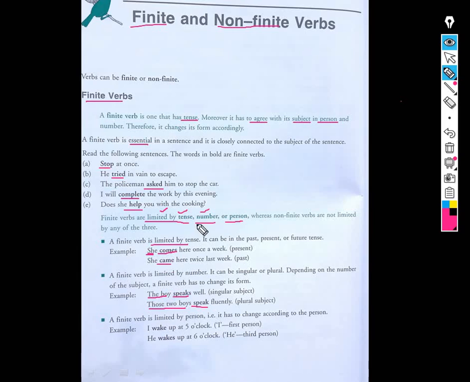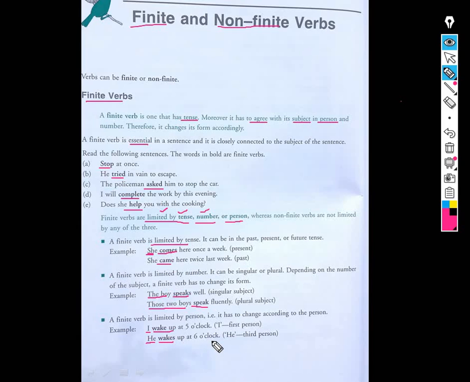Okay, third point, person. It has to change according to the person. Here is I, subject is first person. Here is he, subject is third person. Okay, when the subject is first person, I will say I wake up at 5 o'clock. I is first person, wake up. जैसे ही आपने इसका person change किया he, third person singular, तो present tense में s और es के इजाफा हो गया. He wakes up at 6 o'clock.